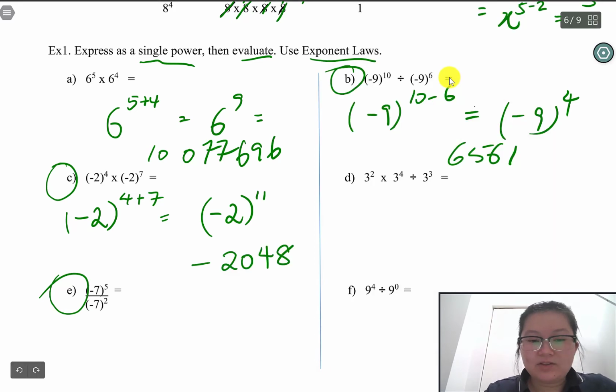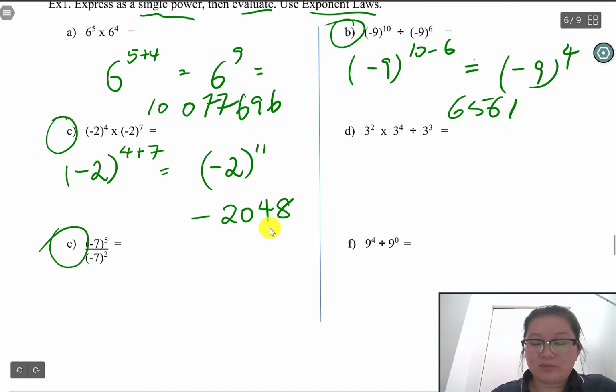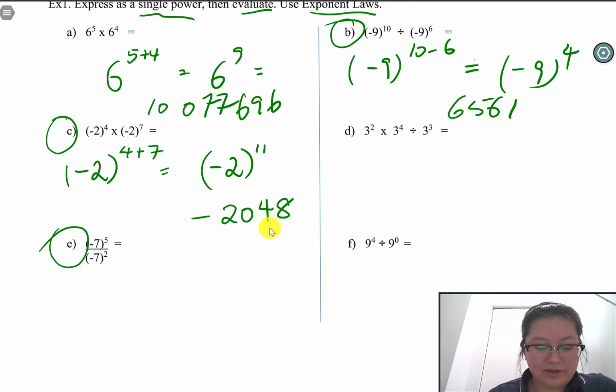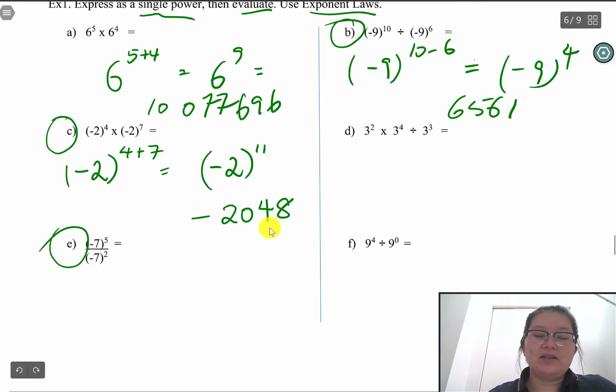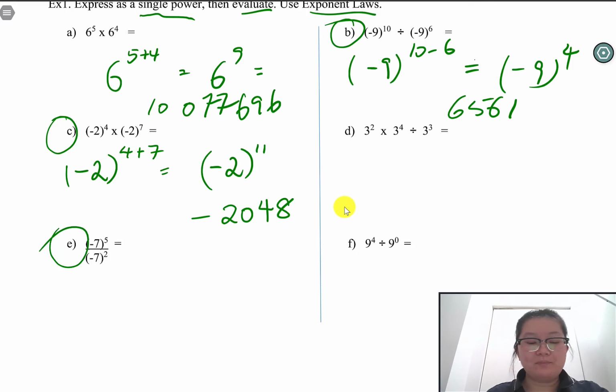My final answer is -2048. Did you know that gigabytes and terabytes and all those little things you use for the computer actually have to do with a base of 2 to the power of something? So 2 gigabytes is actually 2048 bytes. Binary.